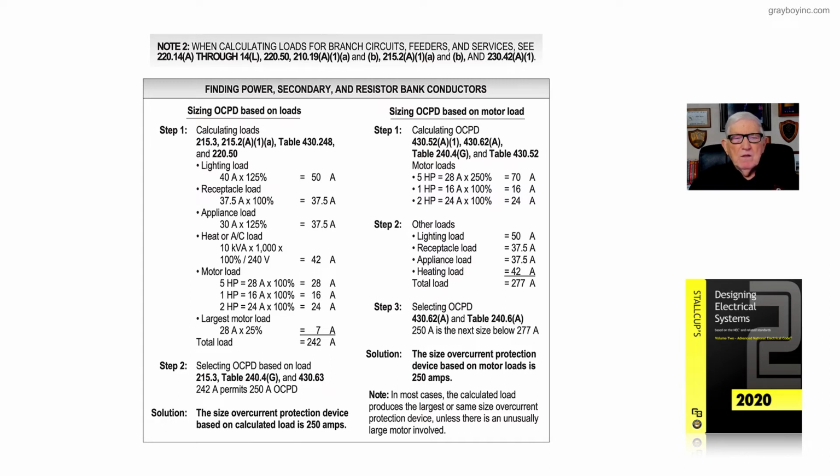Now, sizing the conductors, we've already done that in step 1 and step 2. And notice we come up with a 250 kcmil conductor based upon 242, and we raise that up to a 250 amp circuit breaker.